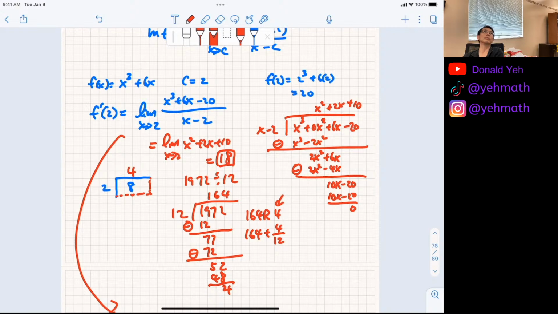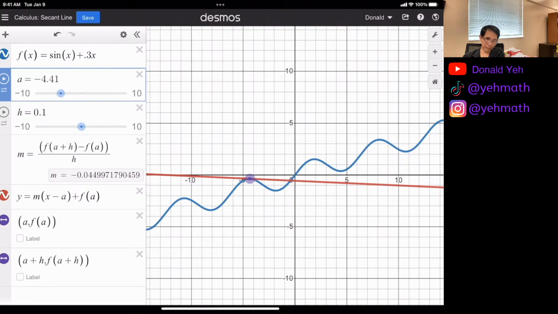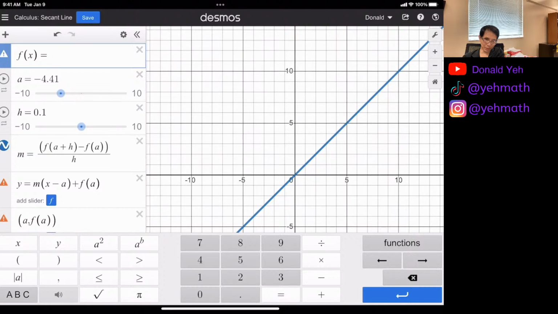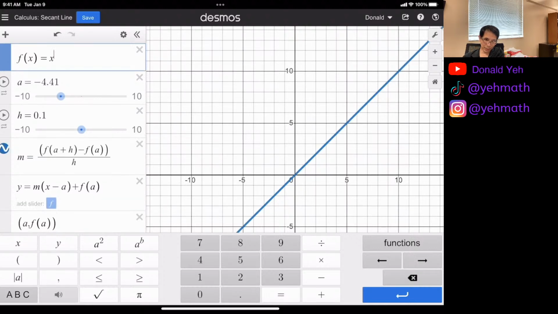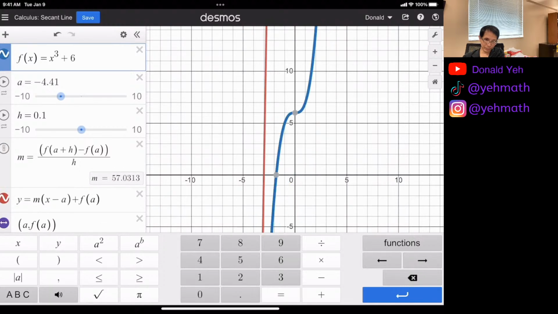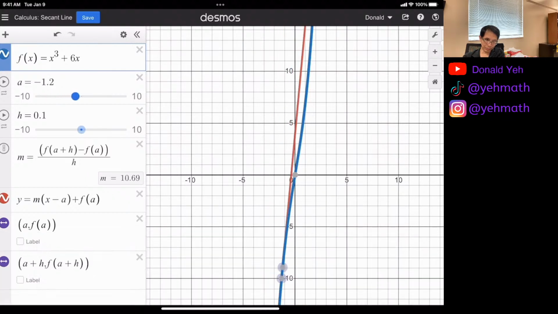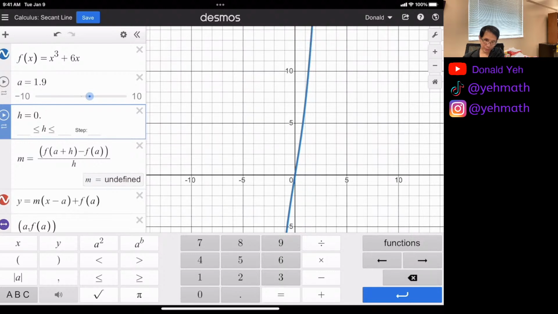You sound like you're lost. Okay. What happened when x equals 2? What's my y value? I think it's 20, right? So check it out. What was the equation? x cubed plus 3x? Yeah, we know we're going to go to 2. See, the slope is going toward 18.